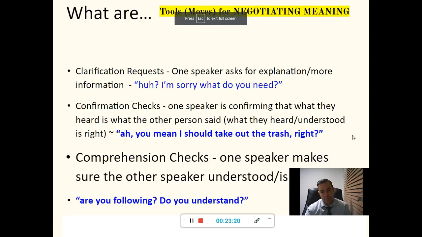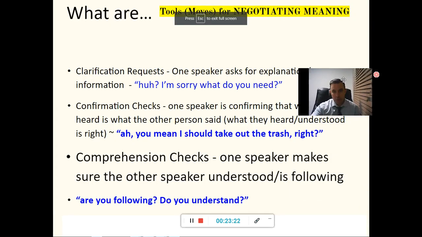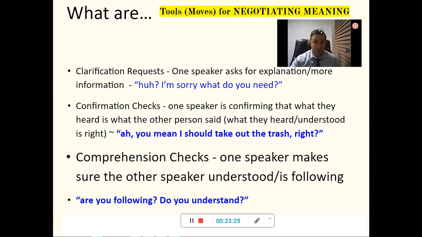Comprehension checks. Everyone's favorite, right? We use this term a lot in the TESOL program, but a comprehension check, one speaker is just making sure that the other speaker understood, right? So, are you following? Do you understand? Do you know what I mean? And sometimes do you know what I mean is just kind of a discourse marker, kind of a filler, but sometimes it's a real question.